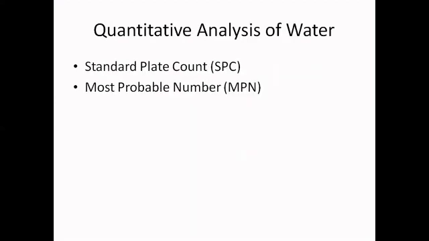Next, the quantitative analysis of water. That was the qualitative analysis of water. Then we have quantitative analysis of water with the standard plate count method and the most probable number method. The standard plate count method is performed to detect total viable organisms, or the count of bacteria, present in the water. Counting the total number of coliforms or enteric pathogens using selective medium is also possible by this method.